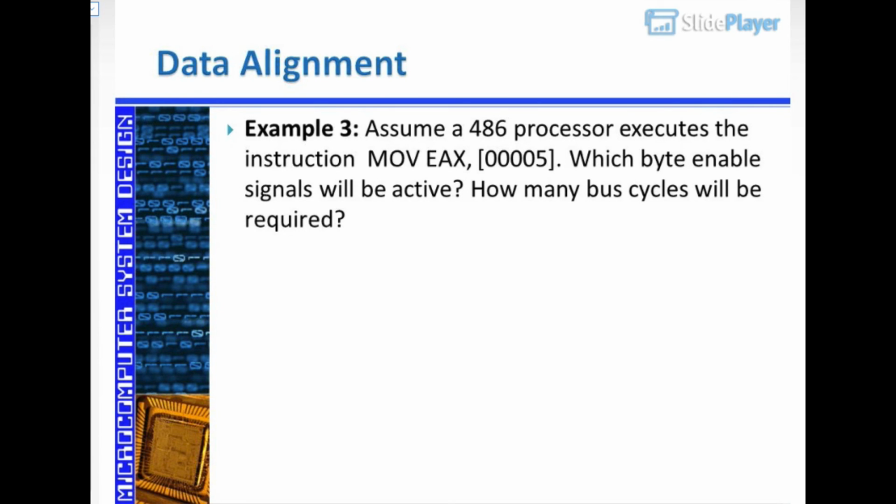Data alignment. Example 3: assume a 486 processor executes the instruction MOV EAX, 00005. Which byte enable signals will be active? How many bus cycles will be required?